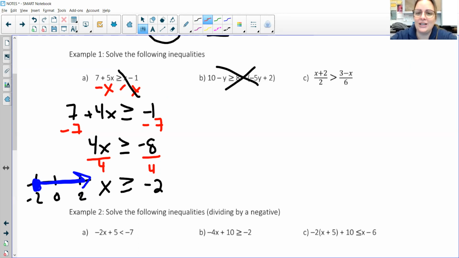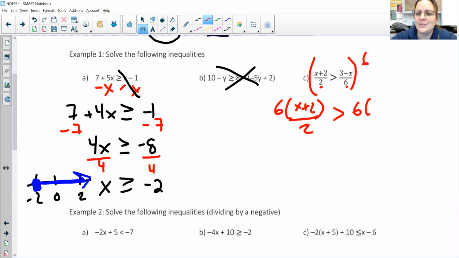Welcome back. Hopefully you got to flex some of your rational equation skills. Here we have a rational inequality. The first thing we want to do is get rid of those fractions to make it easier to work with. So I'm going to multiply everything by 6, because that's the lowest common multiple of 2 and 6. That's 6 times (x plus 2) over 2 is greater than 6 times (3 minus x) over 6. I apologize, I forgot to change colors.